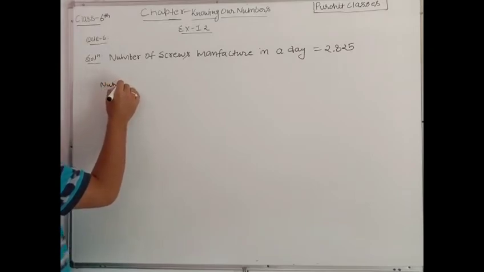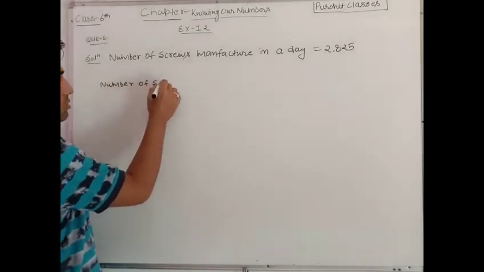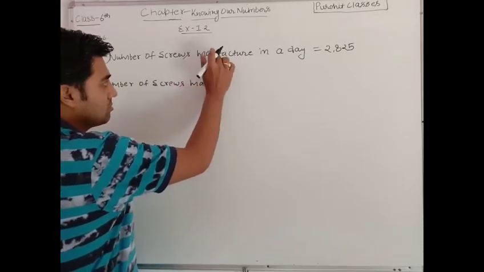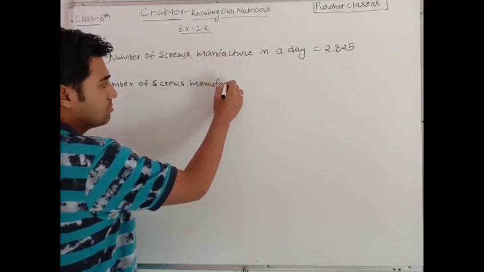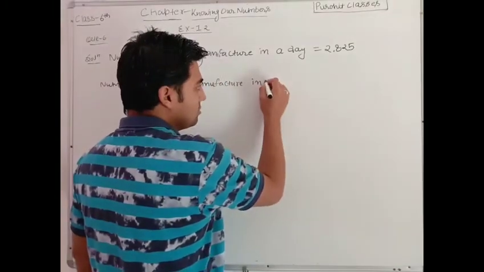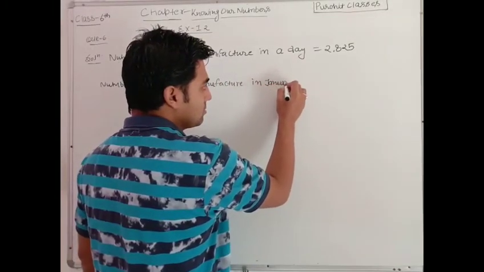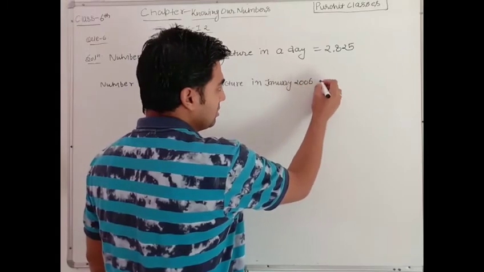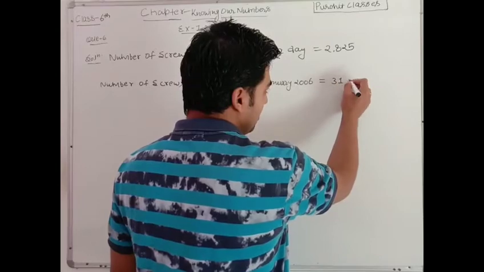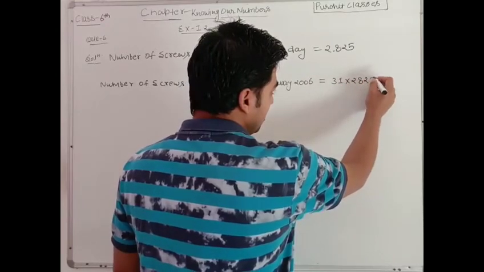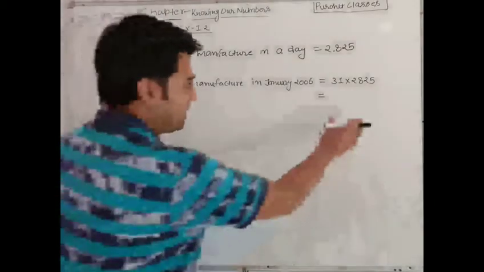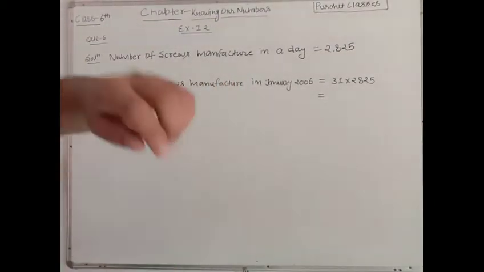So number of screws manufactured in January 2006 is given by number of days in January, that are 31, multiplied by 2825. The calculation you will do yourself, and here you will find out your answer. Understood? Okay, pause the video and note it down.